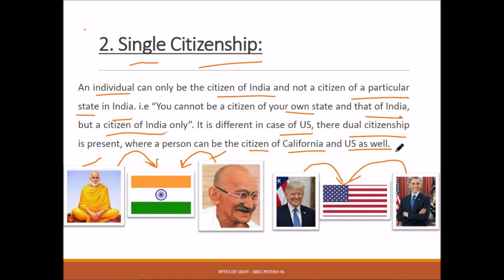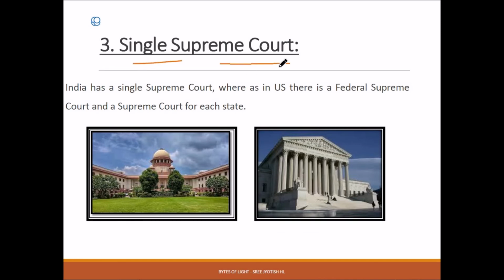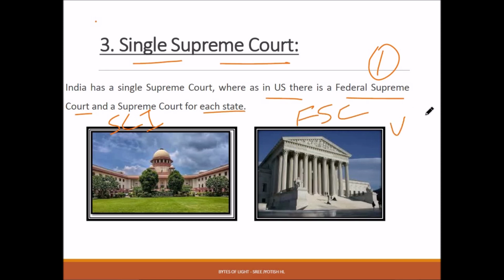Coming to the third one, we have a single Supreme Court. This is the Supreme Court of India. But when it comes to US, there is one Federal Supreme Court and Supreme Court for each state. This is the Federal Supreme Court of US. So that is another distinctive feature.